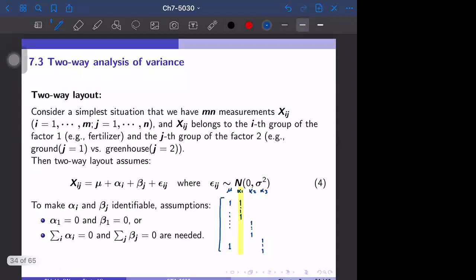And the two-way layout. Consider the simplest situation where we have m times n measurements x_ij, and i represents the first factor and j represents the second factor. So we have one observation for each pair ij, one observation from each pair of the fertilizer and the cultivation.